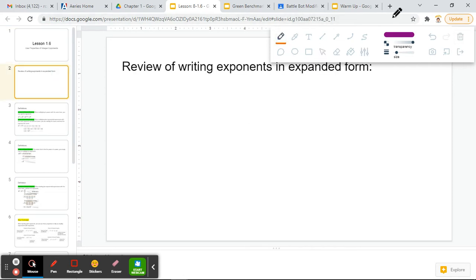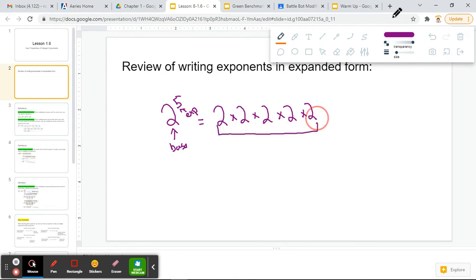I want to just review what writing exponents in expanded form is. So let's say we're looking at something like 2 to the 5th power. Again, this right here is our base, and this is our exponent. What this is telling us is, it's not 2 times 5, it's 2 times itself 5 times. Just like when we were working with a cube number, it's that number times itself 3 times. So with 2 to the 5th here, we could rewrite this as 2 times 2 times 2 times 2 times 2, because we would be multiplying the base, which is 2, times itself 5 times, because our exponent here is 5.